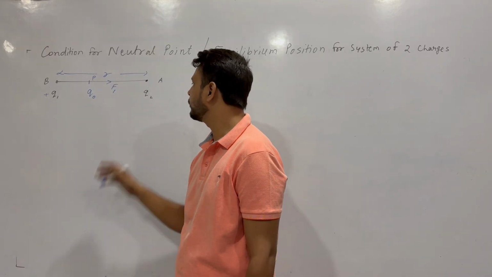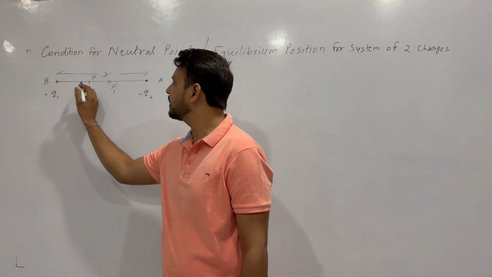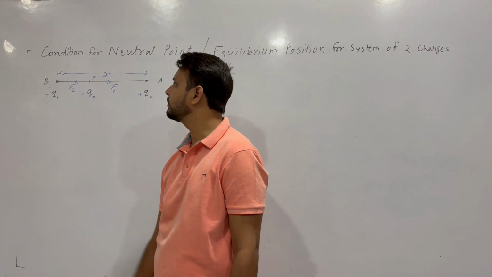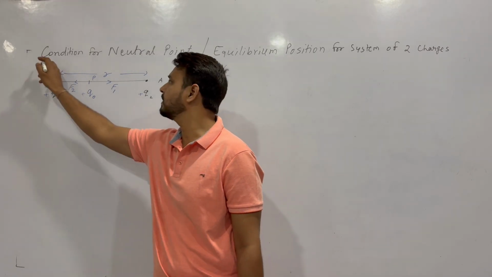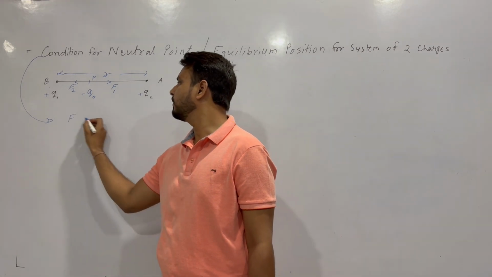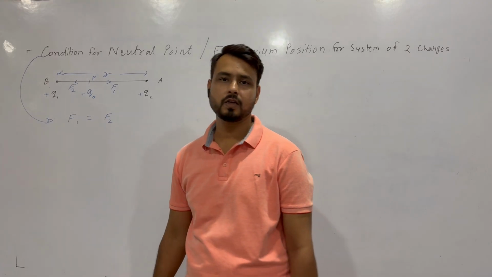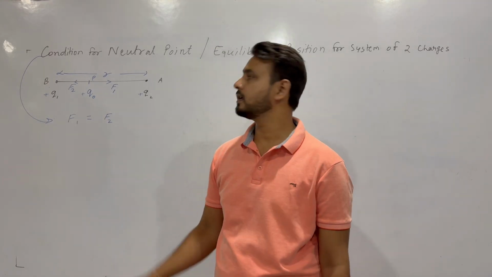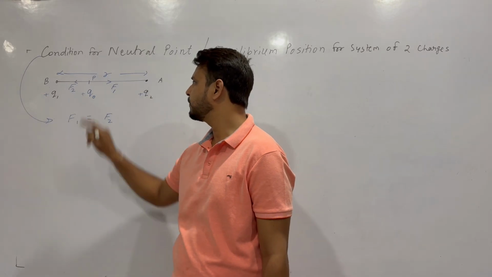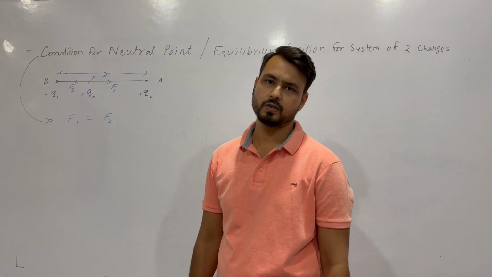And again, due to this positive Q2, this Q0 will be repelled along this direction. Let's say this is F2. Now the condition for this point P to be a neutral point will be F1 equal to F2. I mean to say, the forces due to the two charged particles will cancel each other at this point P, so that P will be in equilibrium position.